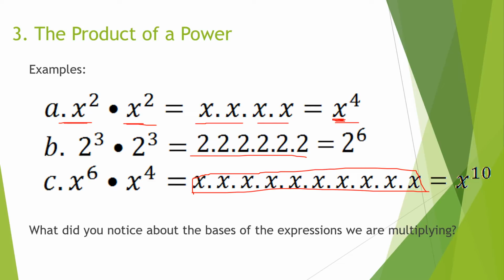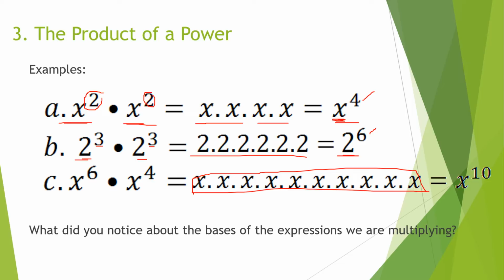After that, what did we do to our exponents? For example A, we added 2 and 2. That's why we obtained 4. For example B, we also copied our base, which is 2. Again, you have to make sure that the bases are the same. This only applies if the bases are the same. And then we add 3 plus 3, so the exponent is 6.